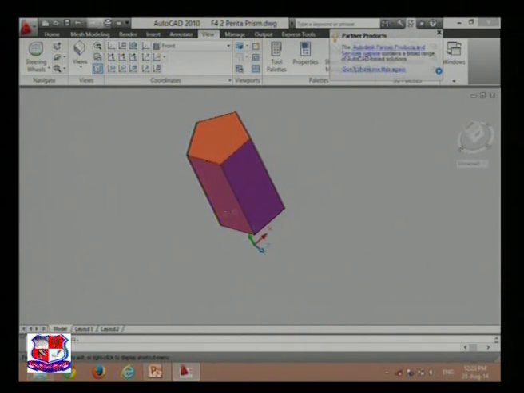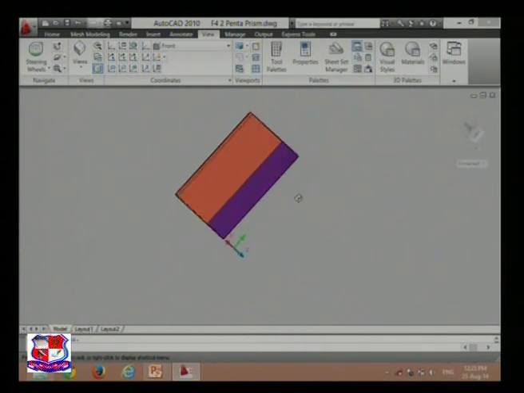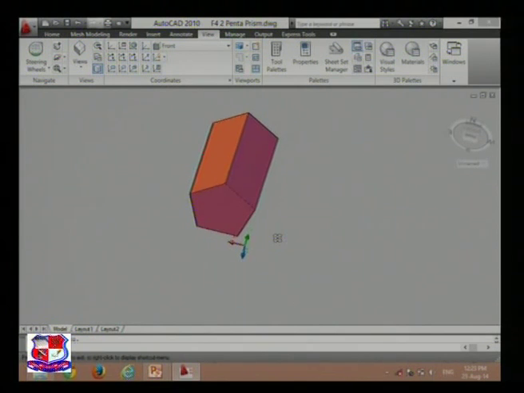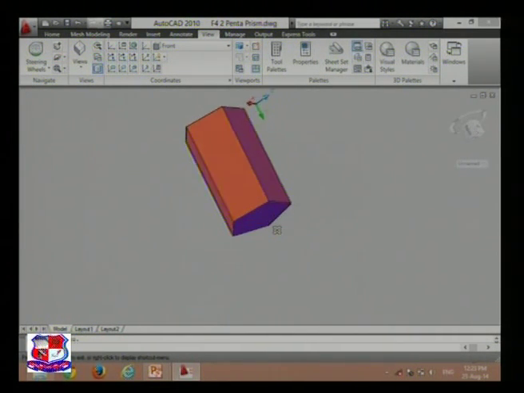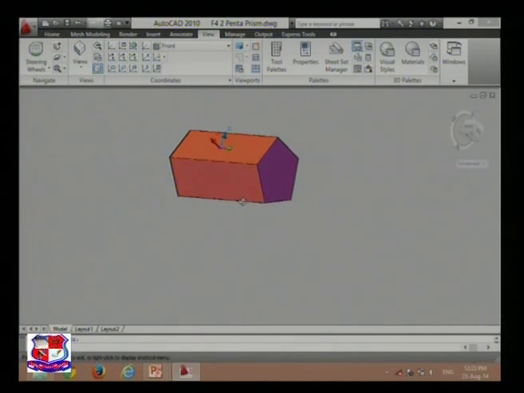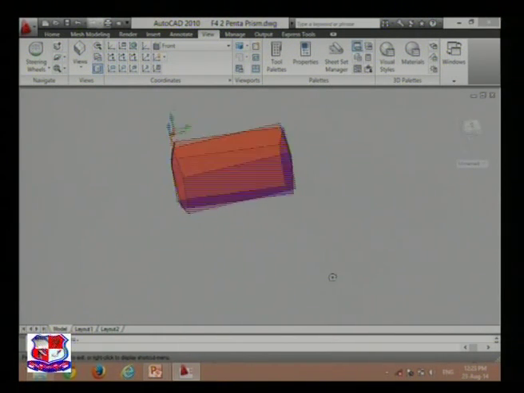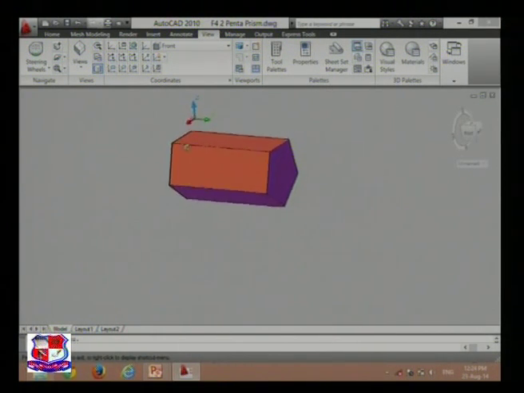A pentagonal prism has 5 rectangular faces and 2 pentagonal faces. The dimensions of this prism are given to us. If it is resting on its rectangular face, this would be its side view, right? Its top view would be like this. It would be a rectangle.